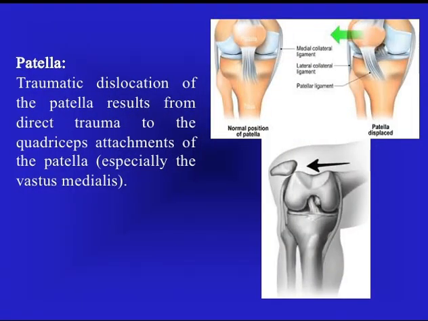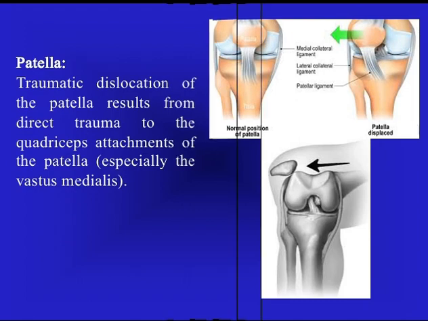Traumatic dislocation of the patella, يعني خلع عظم الرضفة, results from direct trauma to the quadriceps attachment of the patella, especially the vastus medialis. So, injury of the vastus medialis leads to lateral dislocation of the patella.